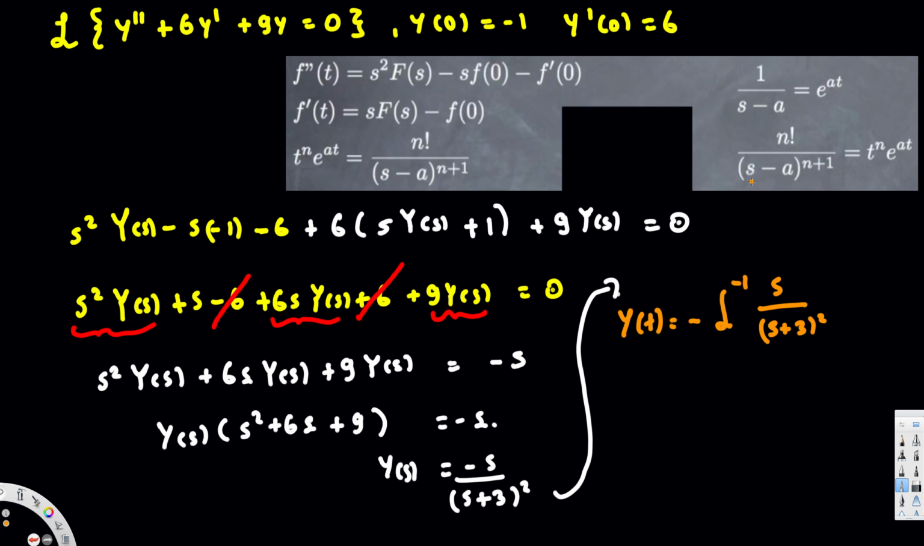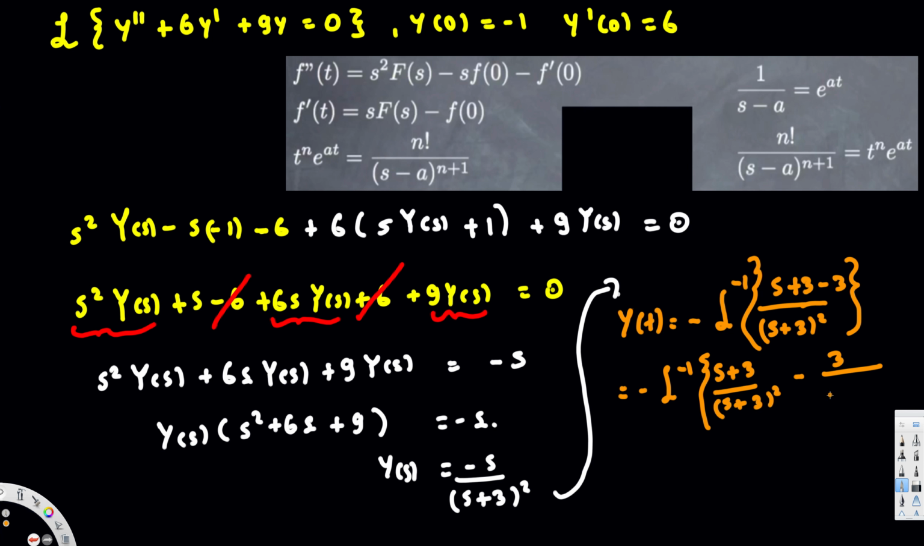To make this one match the pattern, what we can do is add a 3 and subtract the 3. The reason is that I can separate this one into two equations: minus Laplace inverse, I keep this s plus 3 right here, over (s plus 3) square, and I can separate this minus 3 and write another equation, minus 3, and the denominator is going to remain the same, (s plus 3) whole square.